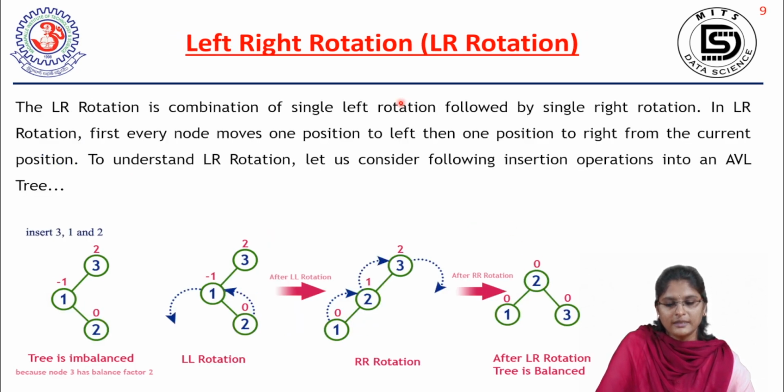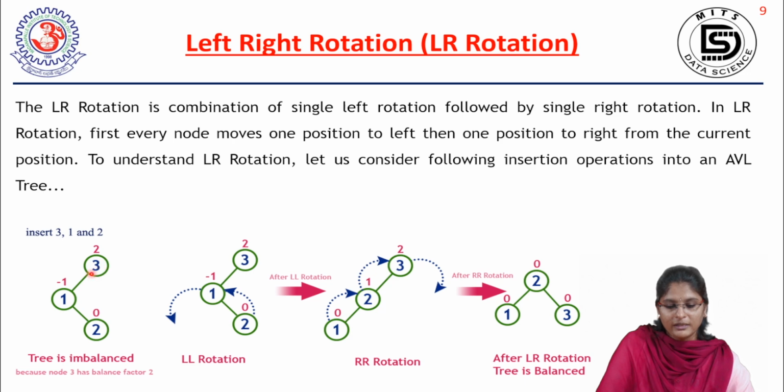And next one is the LR rotation, that means left right rotation. Whenever the tree is imbalanced, the LR rotation is a combination of single left rotation followed by single right rotation. LR means left and right. First we check the left side, and after that we go for the right side. In LR rotation, first every node moves one position to the left, then one position to the right from the current position. To understand LR rotation, this is an example.